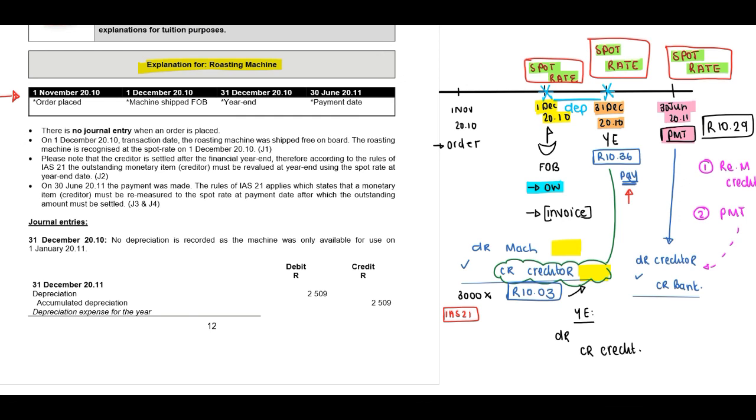But what did they indicate to us? That the asset is only available for use when? On 1 January 2011. Therefore, we may only depreciate this asset from 1 January 2011. Because for this month of December, this asset was not yet available for use. Again, guys, I can't emphasize enough that you need to please know your rules.